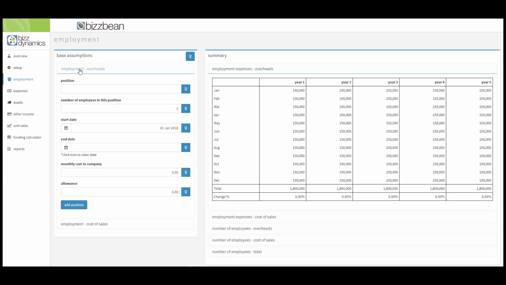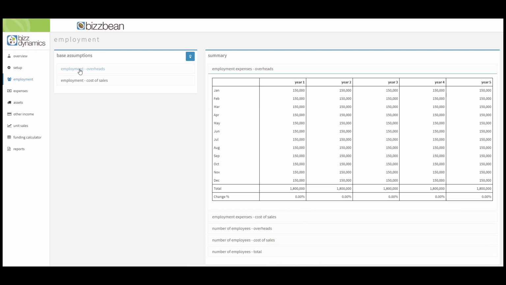The employment step requires information about employees in the business, which includes position, numbers, their cost center allocation, start and end dates, and their monthly base costs.